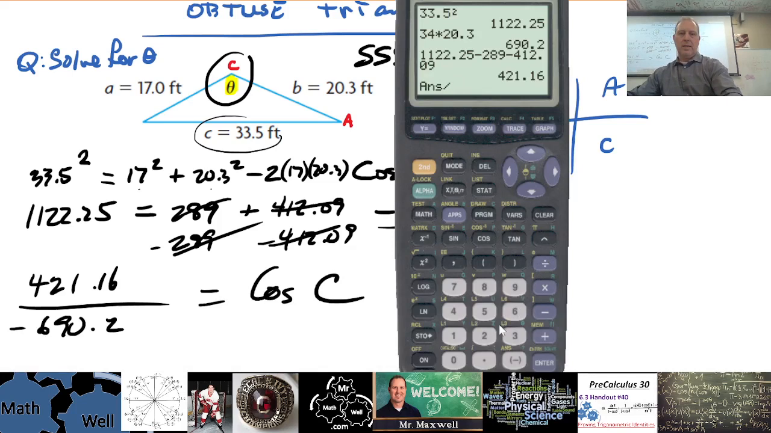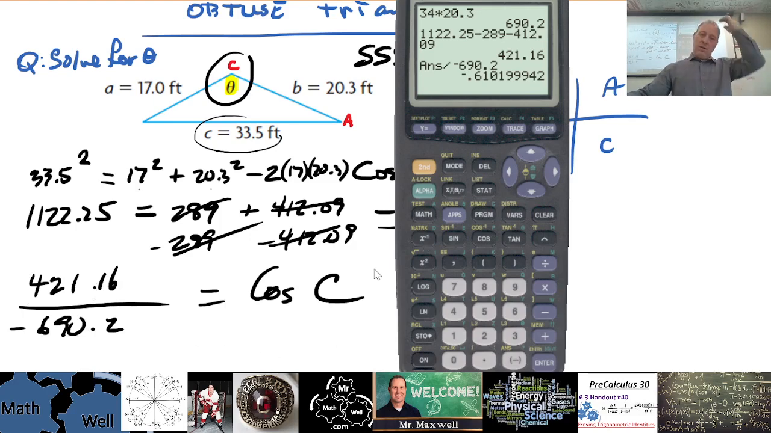So divided by negative 690.2 is, sorry? Did you add 289 plus...? I subtracted the 289 and the 412 both from this number. So this 421, did everybody else get this 421? Yeah. Okay, you guys are double-checking my math here, so if you get a different number, let me know. I'll double check it. So look at this, negative 0.610199.